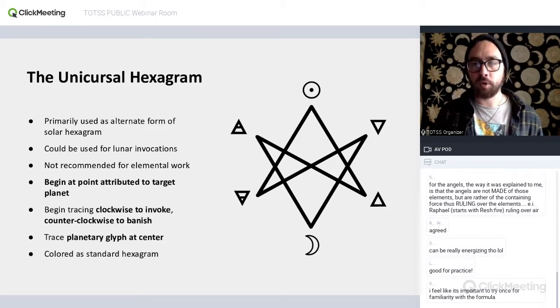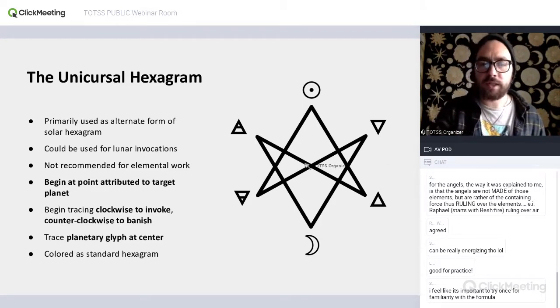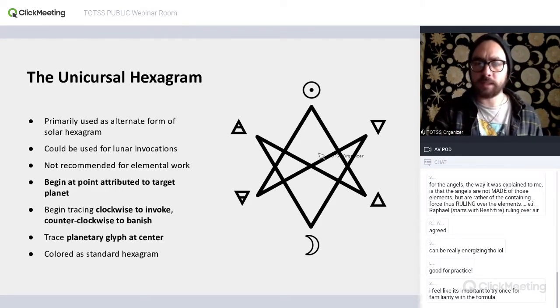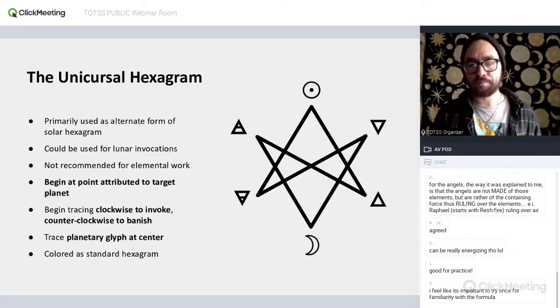You'll notice the elements are arranged basically as they are around the pentagram, which is interesting. And then the top point is attributed to the sun and the bottom point to the moon. Occasionally you'll see the very center of the hexagram attributed to spirit, but that's not particularly relevant for what we're doing here.